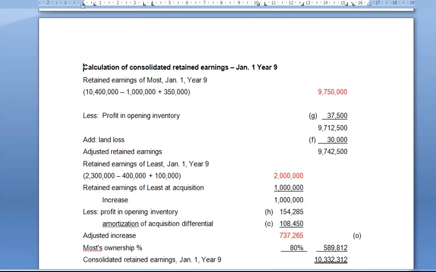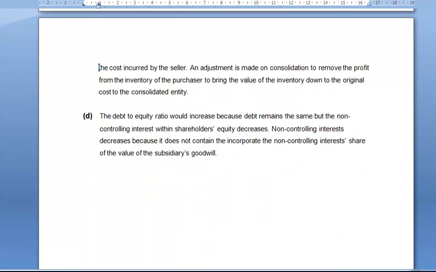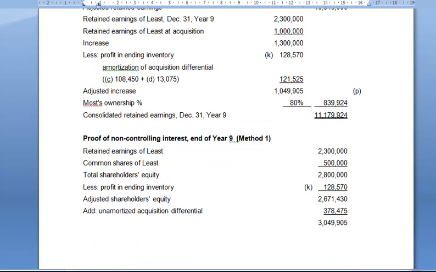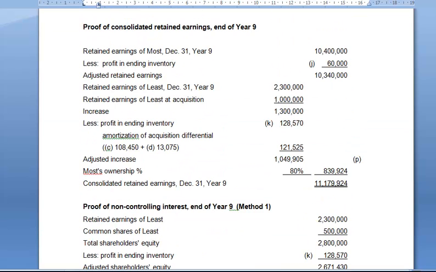Okay, so now if we go down here, we'll see that we eliminated it here. So now we have 10,340,000.